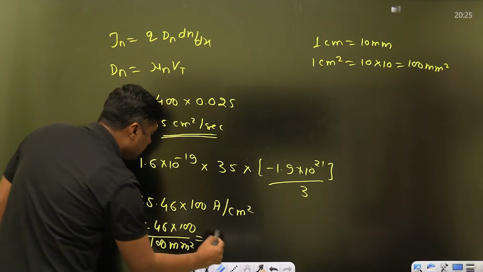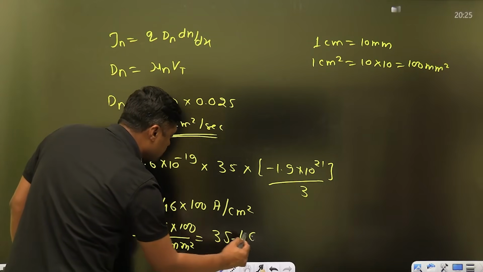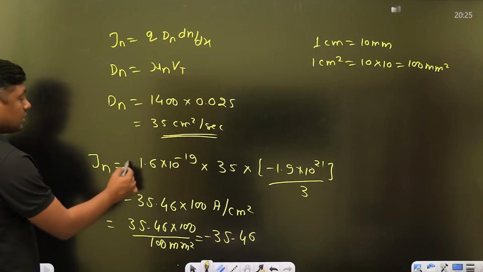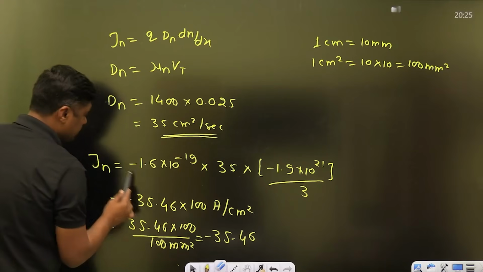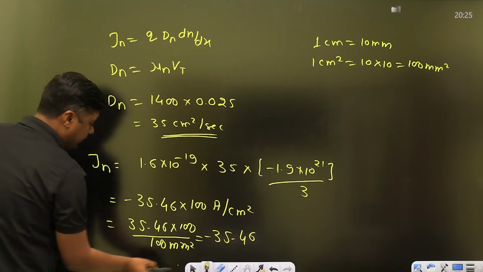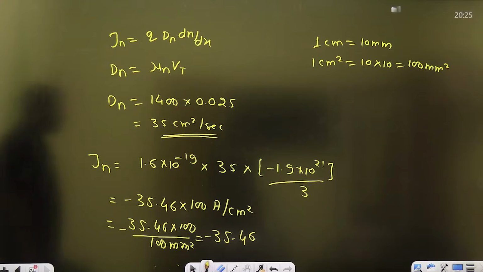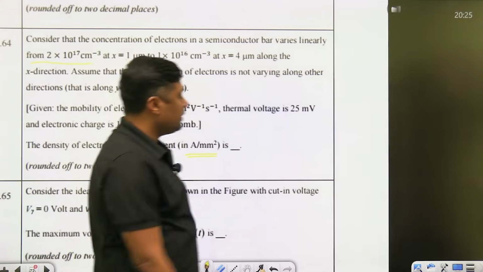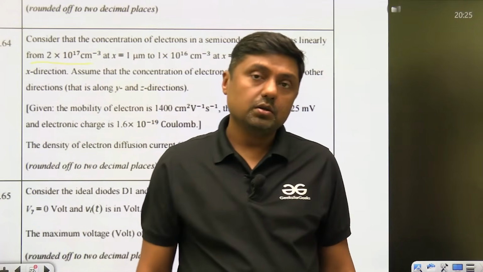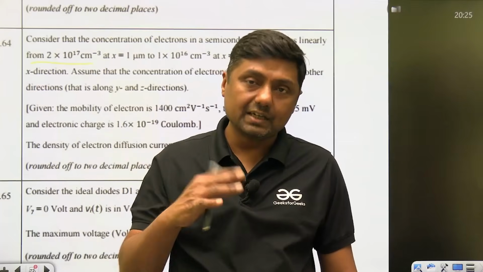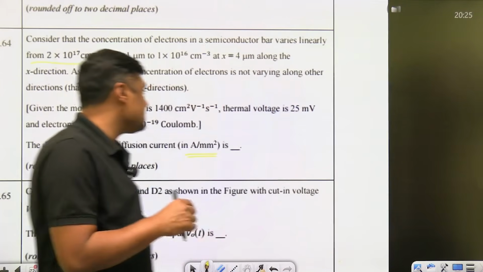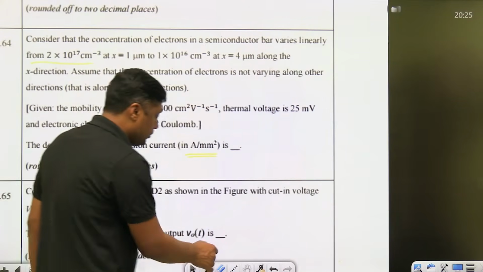So this is nearly equal to 35.46 with a negative sign, because that is negative. So the answer should be what? Negative. But it is given in positive. The range given is what? Positive. And that is the problem, guys. No doubt, 34 to 36, that range is given. But actually the answer is negative. So you can claim it.